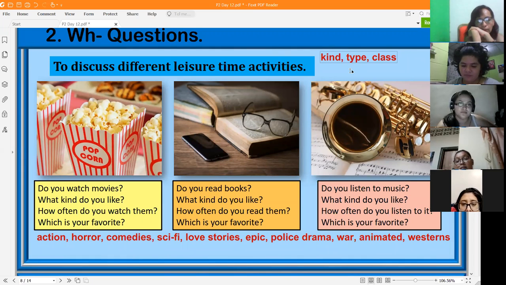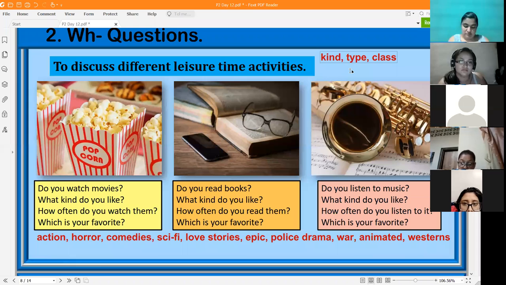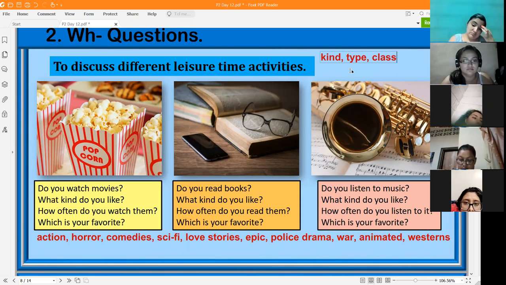Okay. The next one. Xiomara, do you like to read books? Yes, I like. I like fantasy and science fiction. Very good. How often do you read them? Sometimes, every day at night. Oh, every night. Very good. Which is your favorite? My favorite is... I don't know what is the name in English, but in Spanish it is El Pobrecillo de Nazaret.